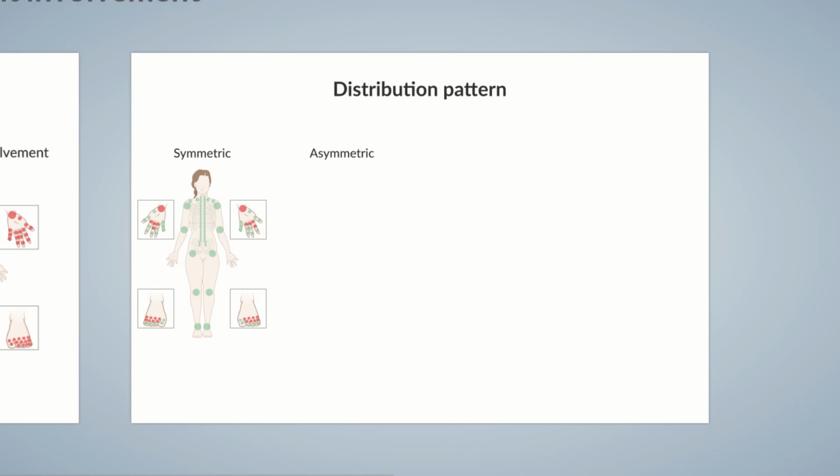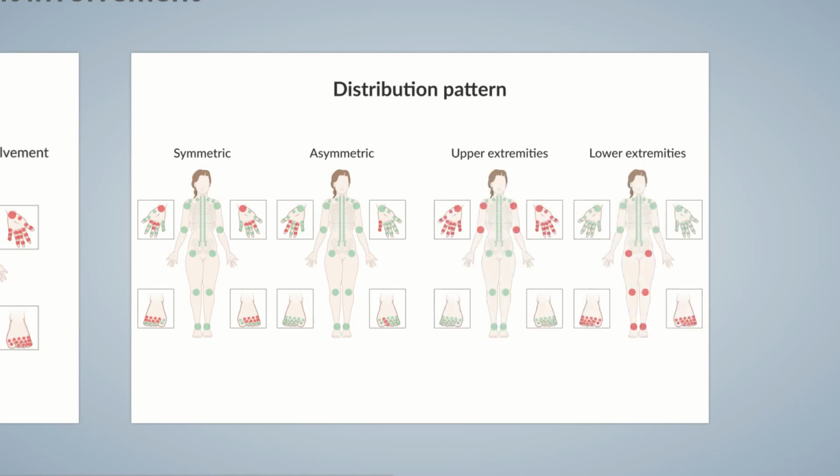In contrast, the pattern of joint involvement in different digits is asymmetric, as shown here. The second and fourth digits are affected in the left image, whereas only the fifth digit is affected in the image on the right. Each pattern of joint involvement indicates a different condition. As well as determining the distribution pattern, another aspect to consider is whether the upper or lower extremities are involved.